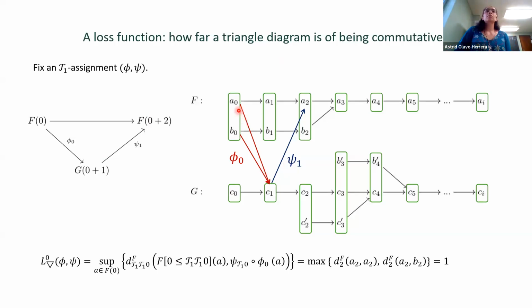So now we do the same thing really quickly. A0 goes to Z1, goes to A2, and A0 goes to A2 from left to right. We are good. It commutes. If we check B0, B0 goes to Z1, goes to A2, but B0 goes to B2 from left to right. They are not the same, but the distance between these two elements is equal to 1. So the loss overall of this triangle diagram is equal to 1.